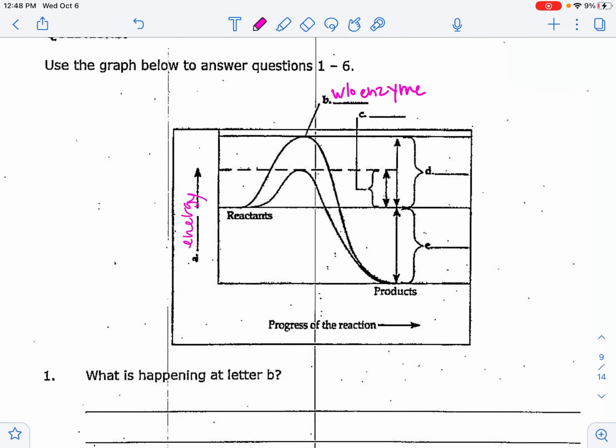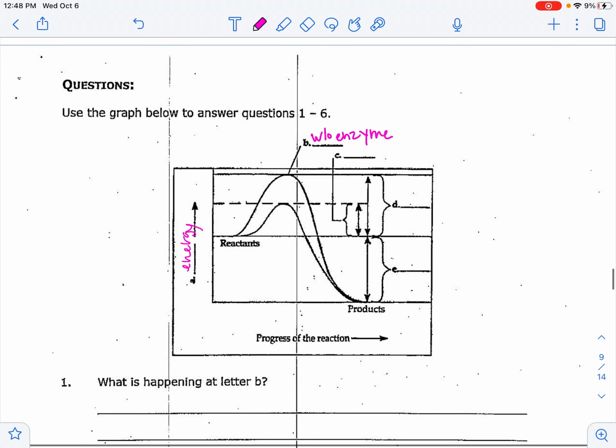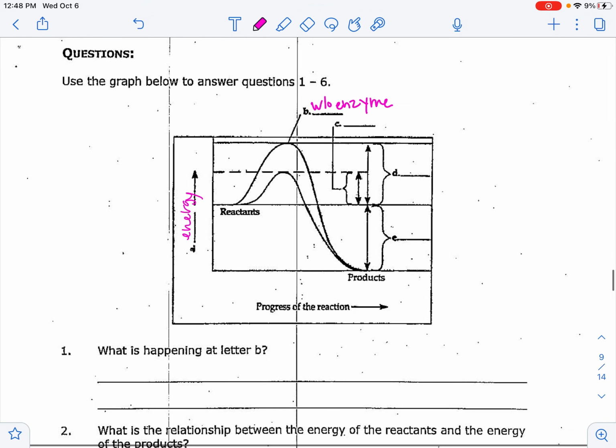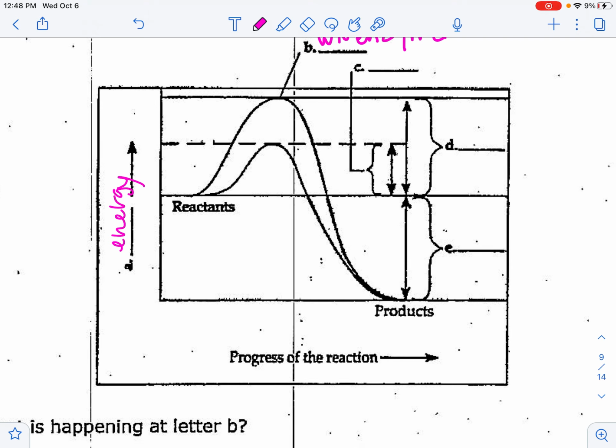This is the last couple of pages of your homework. So if you have no idea where I am, I'm on page 9. This graph looks really confusing, but let's just break it down to what we know. We have reactants and products. This is what's going into a reaction, and this is what we're going to get afterwards.